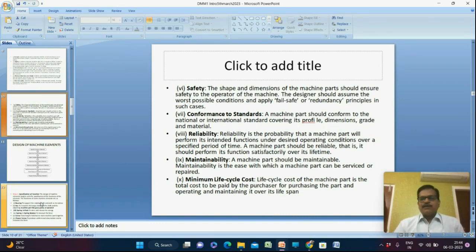Next, minimum life cycle cost. The life cycle cost of the machine part is the total cost to be paid by the purchaser for purchasing the part, operating it, and maintaining it over its lifespan. Over its lifespan, how much you are going to pay first for the purchase, second to operate, and third to maintain it. So the sum of all these is the life cycle cost. It should be minimum.